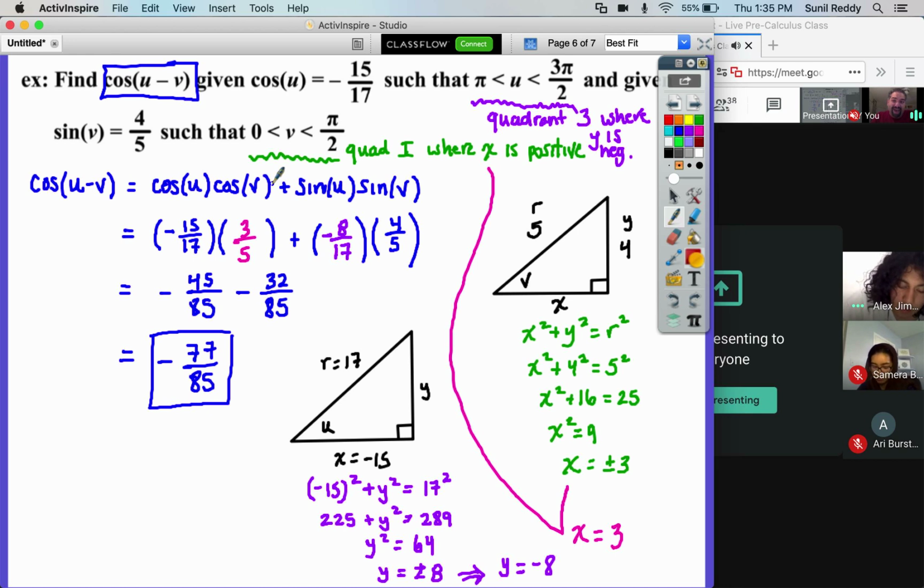Once I had that, of those four terms, I already knew two of them, so I plugged those in, in blue. And for the other ones, I needed to make right triangles for myself to find the missing information. So I labeled the right triangles and then used the Pythagorean theorem to find the missing side, so that for cosine of v and sine of u, I was able to use x over r and y over r using the x value and the y value that I found for both of those triangles.